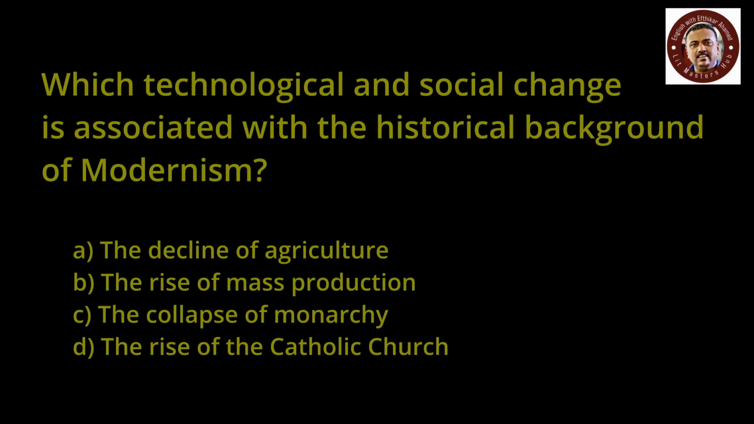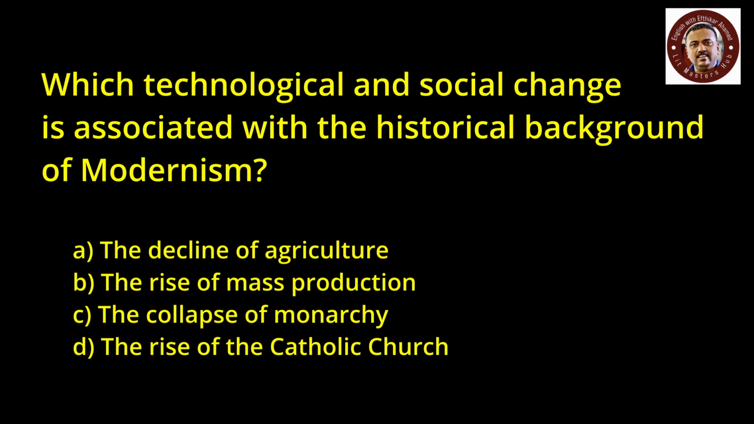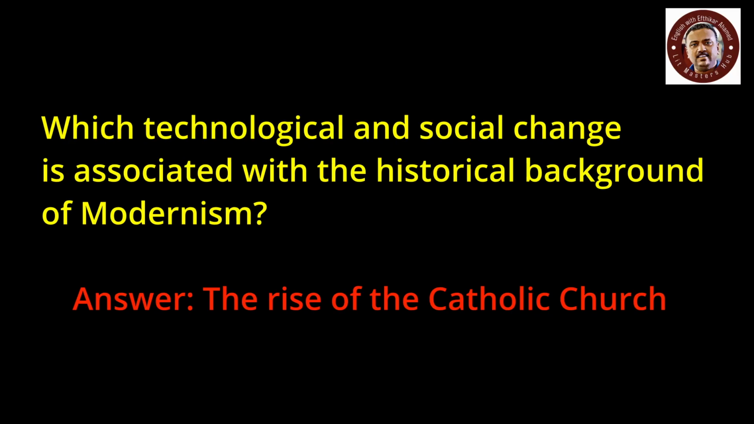Now we come to the 8th question. Which technological and social changes are associated with the historical background of modernism? Option A, the decline of agriculture. Option B, the rise of mass production. Next is the collapse of monarchy. Is it the rise of the Catholic Church? The correct answer is option B, the rise of mass production.